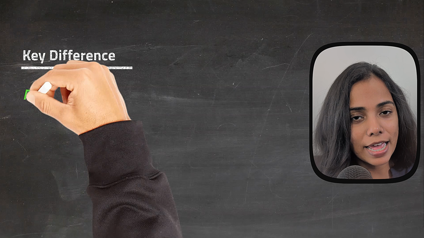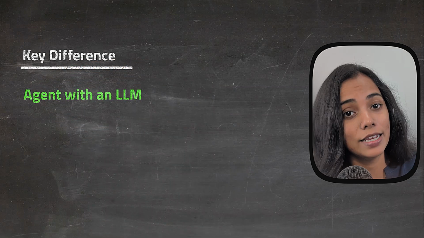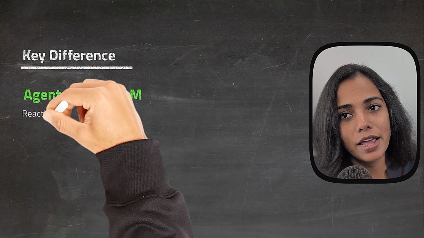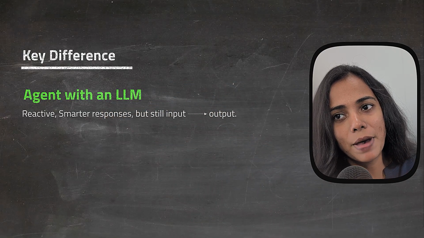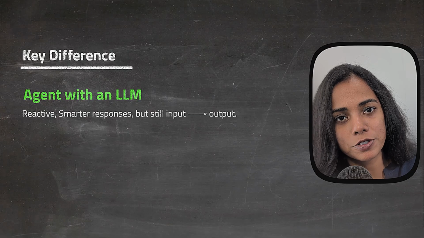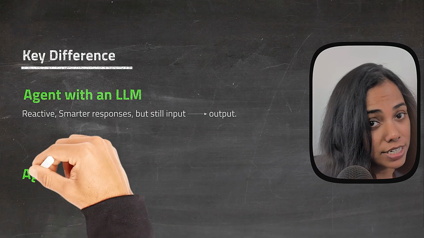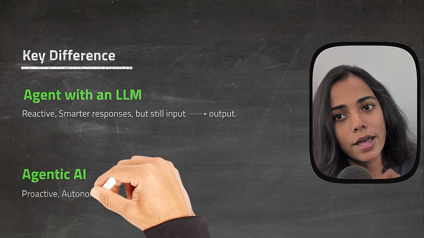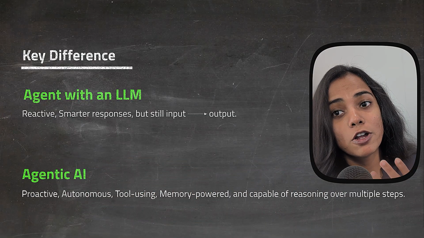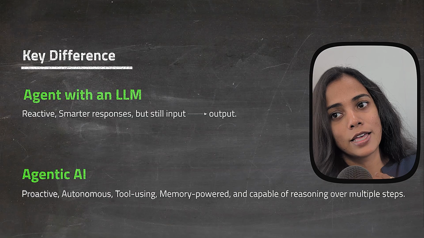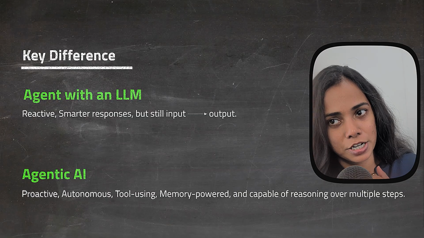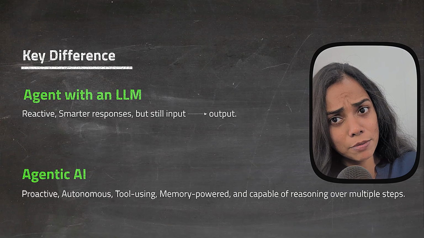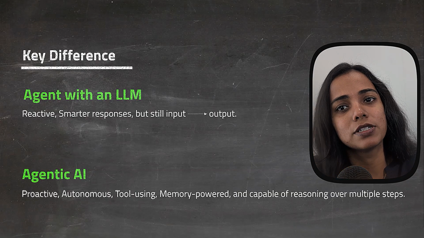So, to summarize, here are the key differences. An agent with an LLM is essentially reactive. It has smarter responses, but it's still just mapping the input to output. While agentic AI is proactive, it's autonomous, it can use tools, it has the capacity to save memory across different chat sessions, and it's capable of reasoning over multiple steps.